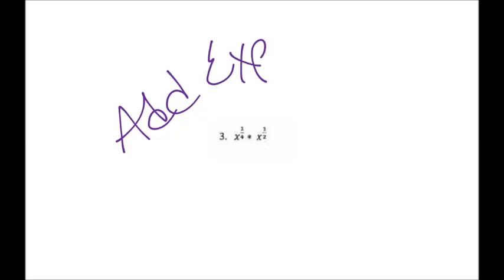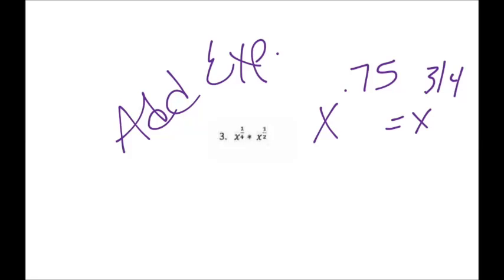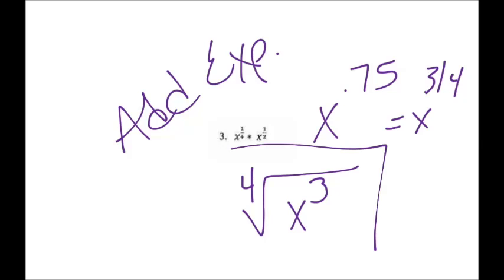Number 3, when you're multiplying, you're going to add your exponents. So open 1 divided by 4, close, plus open 1 divided by 2, close, enter. Is x to the 0.75. Math, enter, enter. X to the 3/4. So it's the 4th root of x to the 3rd.